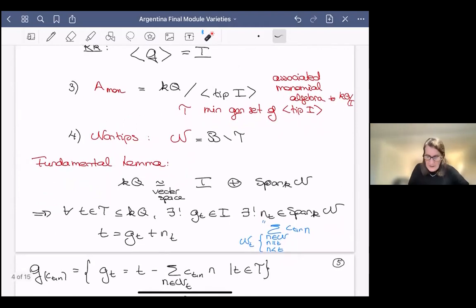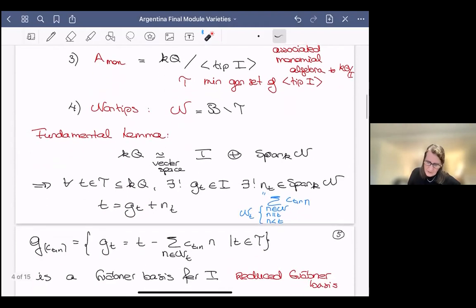And now if we rewrite this by passing G_T here and T here, then we get g_t is equal to t minus n_t, which I have written here as this linear combination. And if we do that for any t in T, we can build this set of g_t, and one can show that this is actually a Gröbner basis for I, and it's given by this direct sum decomposition, so it's special, and we call it the reduced Gröbner basis.